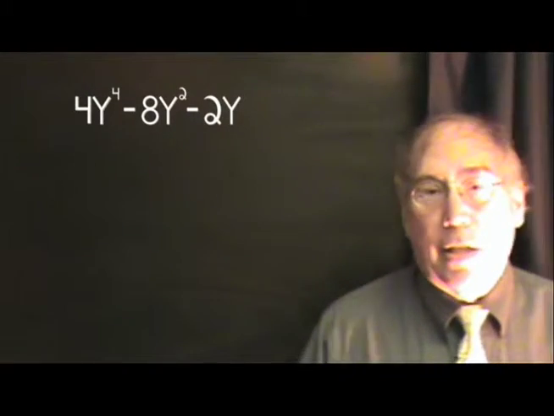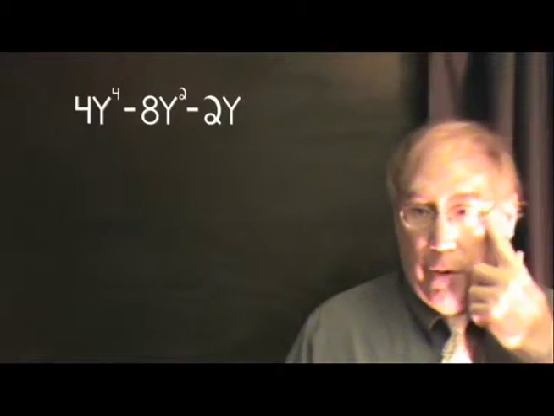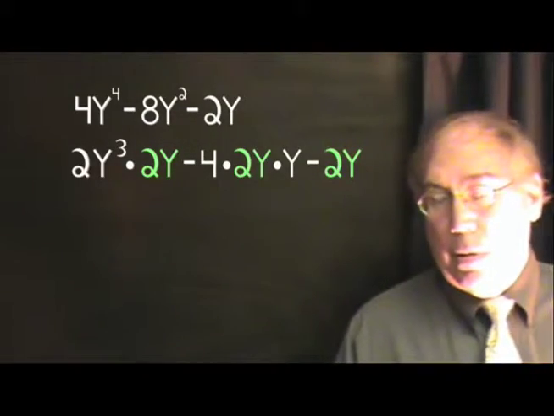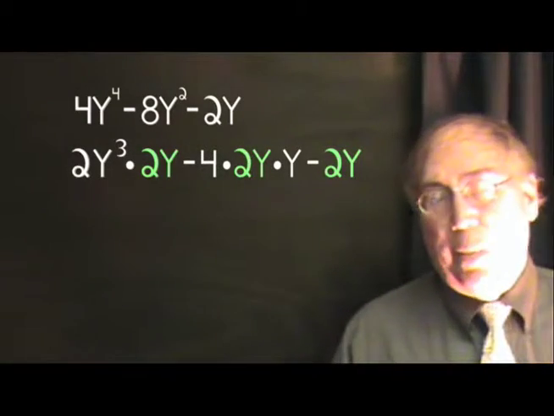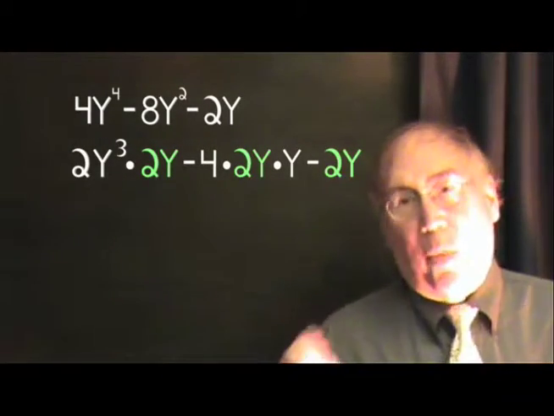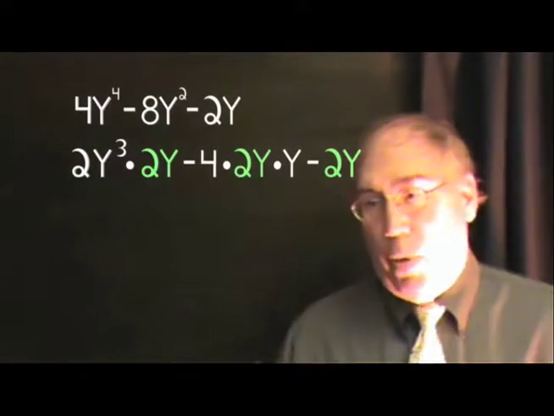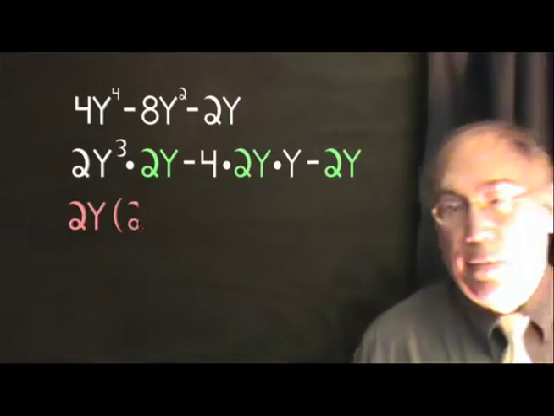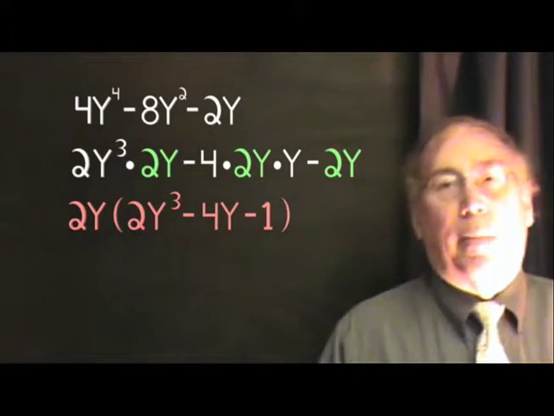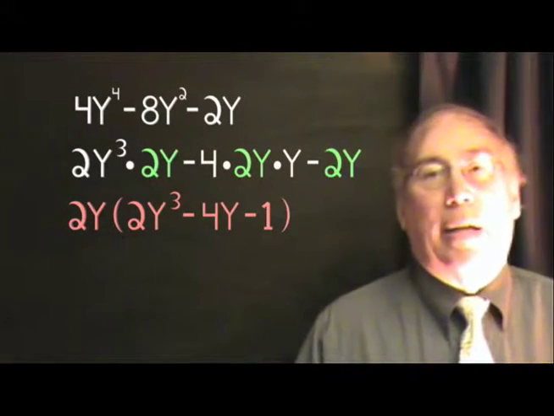In the next case, let's look at the primes of 4, 8, and 2. The smallest number will be 2. And then we can take out a y, because y is the smallest exponent. And that will leave us with 2y times the quantity 2y cubed minus 4y minus 1.